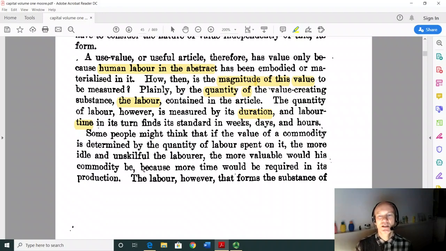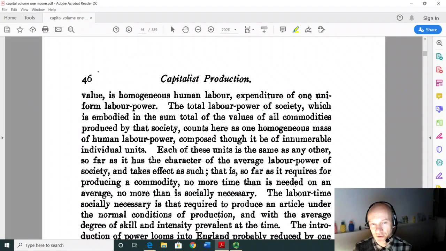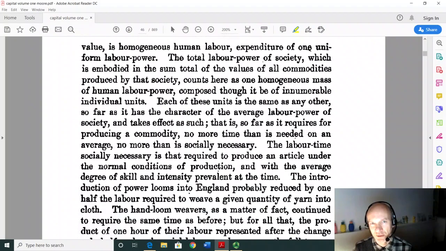So then he deals with a possible objection. Basically he says that some people might conclude from this, well, the more labor or the more time I spent on making something, the more valuable it should be. Sadly and obviously that is not the case. So just because you've been slow, it doesn't mean that the product of your work is more valuable. It is not more valuable at all.